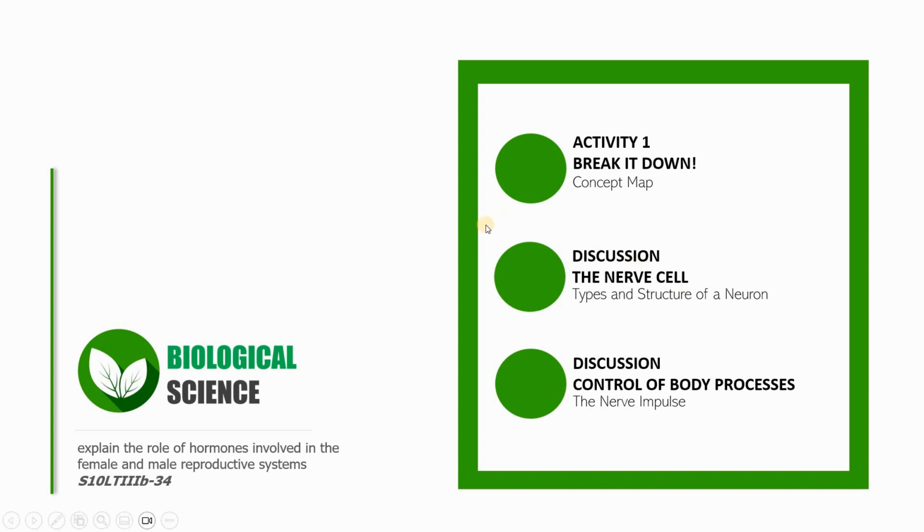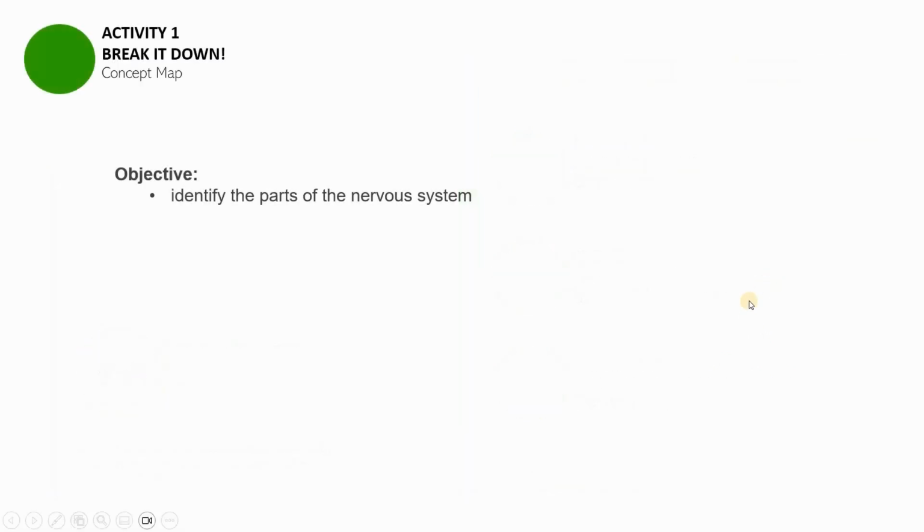This session of Biology 10 is under the following learning competency. It is to explain the role of hormones involved in the female and the male reproductive systems. So, let us begin with the first activity. I think for this activity, you might be needing one whole sheet of intermediate pad paper. We have the following objectives though.